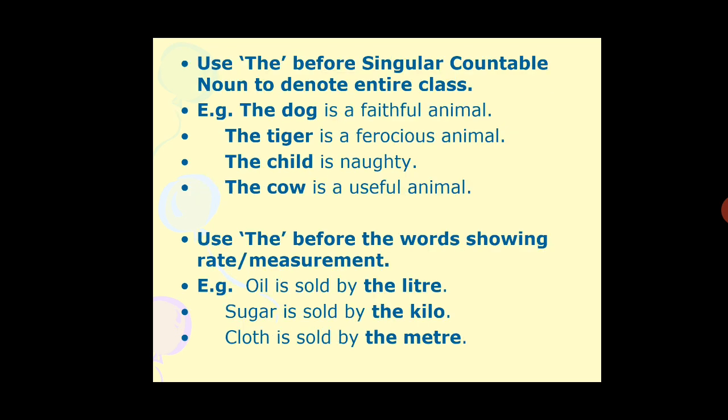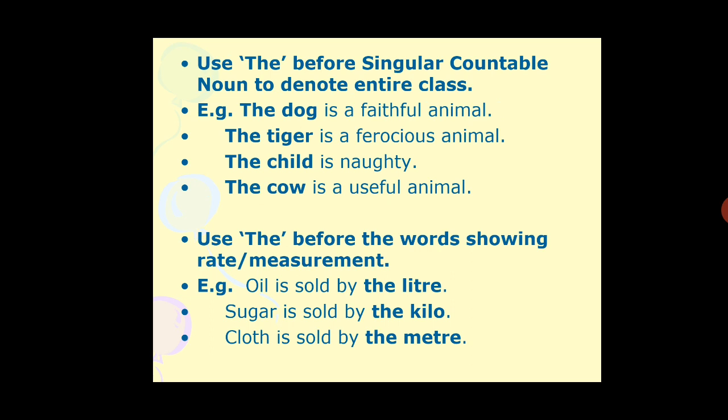Use the before a singular countable noun to denote an entire class. If a class is being represented, a group is being represented, then you can also use the definite article. The dog is a faithful animal. The tiger is a ferocious animal. The child is naughty. The cow is a useful animal. So these are representing a particular class, an entire group.